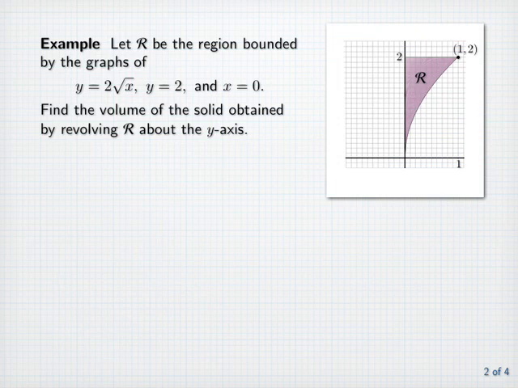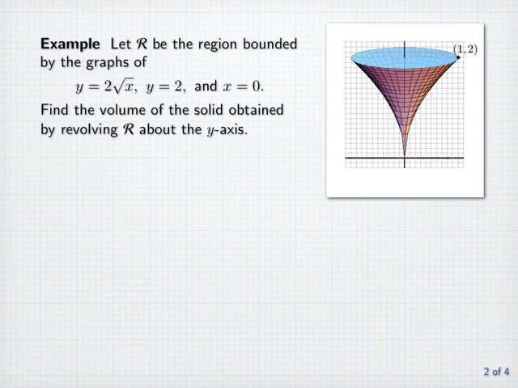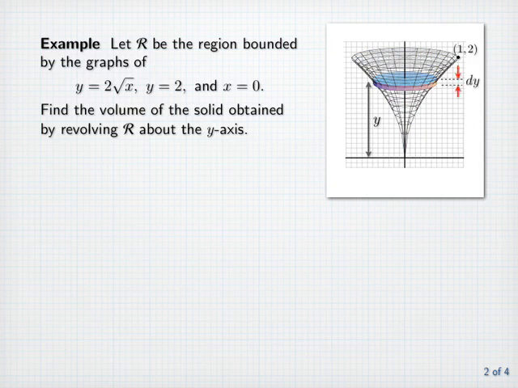So let's revolve the region and see what the solid looks like. Here, slices perpendicular to the y-axis are disks. So for a typical slice at height y, with thickness dy, we have radius r given by the x-coordinate on the curve. So we need to solve the equation y equals 2 times the square root of x for x. Dividing by 2 and squaring both sides gives us x equals y squared divided by 4.